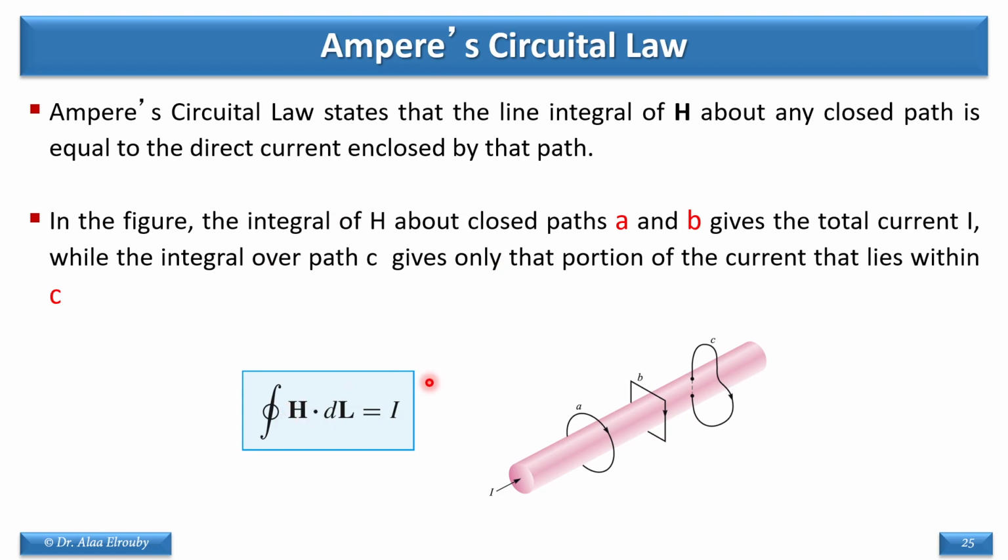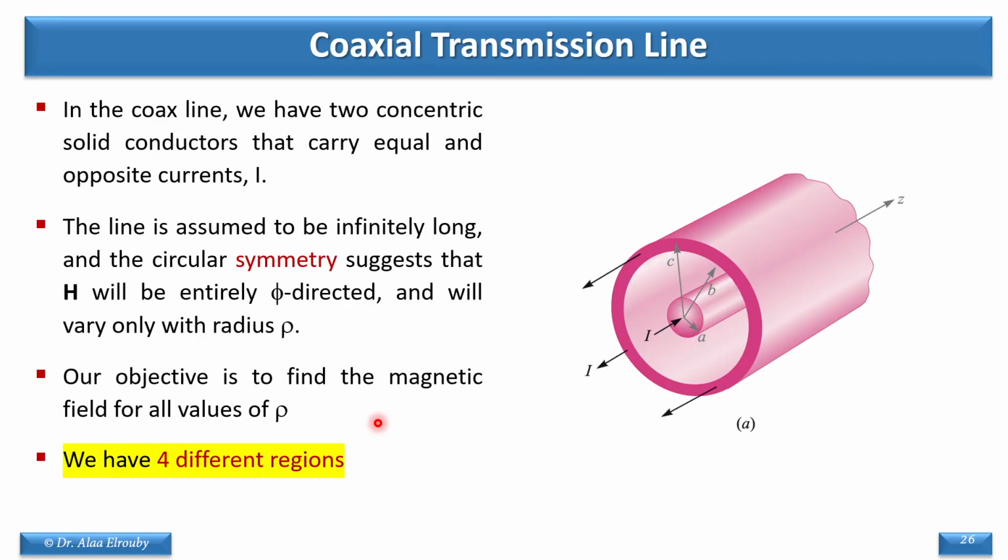And if we use H, we'll just omit mu. So H dot dl over a closed contour equals the total current enclosed by the contour. So now we want to use Ampere's law to solve this problem. In this example, we want to find the magnetic field everywhere. And when I say everywhere, you must be able to define how many regions we have.